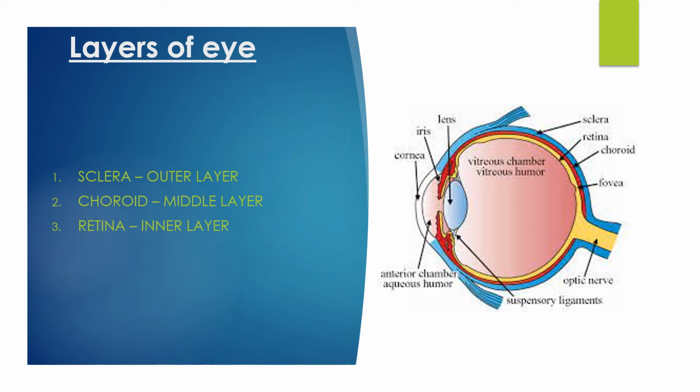The eye has three layers: sclera, choroid and retina. Sclera is the outermost layer. The choroid is the middle layer, which consists of numerous blood vessels. These blood vessels supply enough oxygen, which helps the function of the eye. And the third one is retina. Retina consists of a lot of photopigments. These photopigments help with vision.